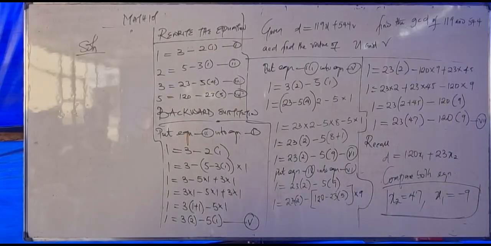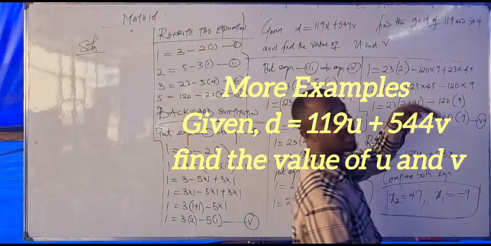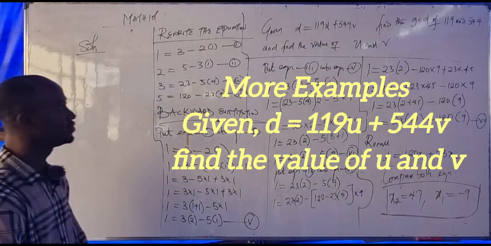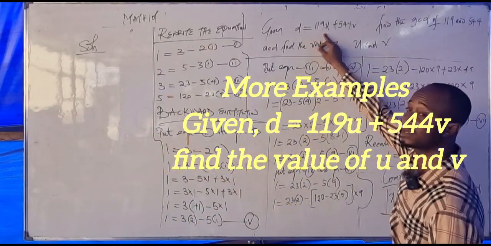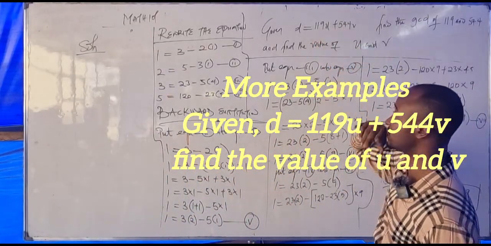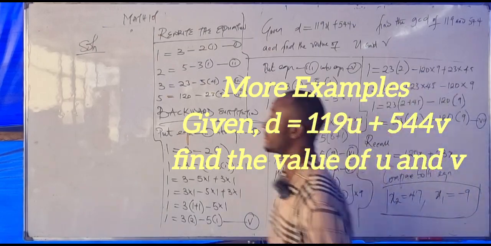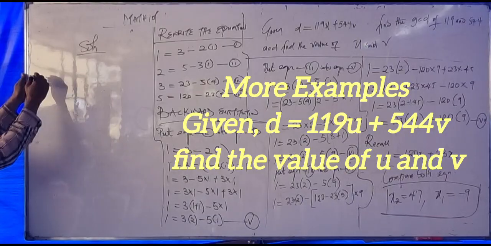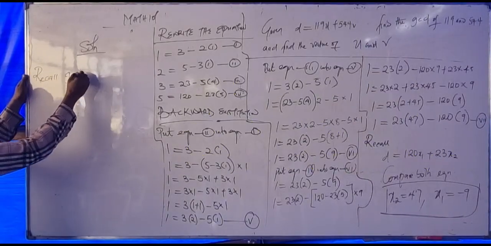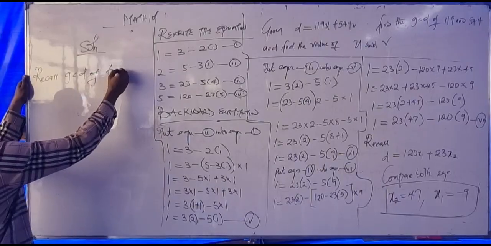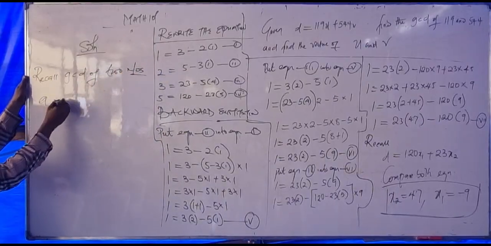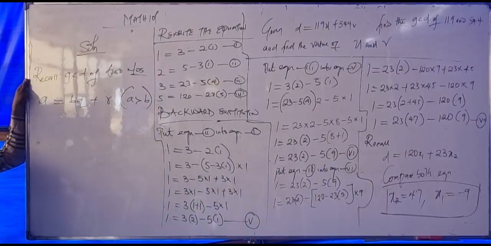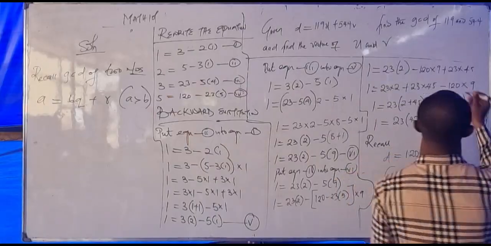Now we are given that D equals 119U plus 544V. The first thing we have to find is the GCD of 119 and 544, and find the value of U and V. Looking at this, we can bring out prime factors of this and this, so we can use the Euclidean algorithm method to solve for GCD. Are you following? Just recall that GCD of two numbers is given as A equals to BQ plus R, where R is less than B. So between 119 and 544, which is our A?